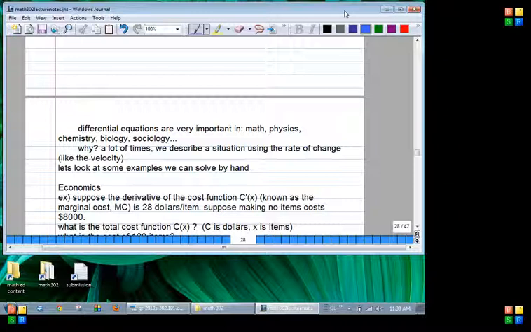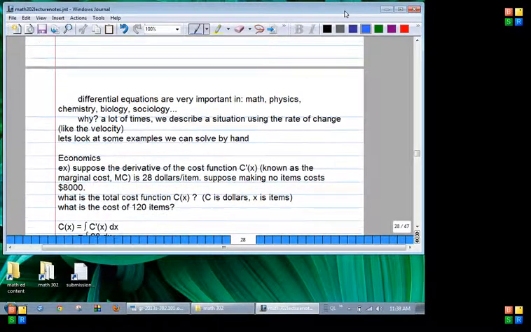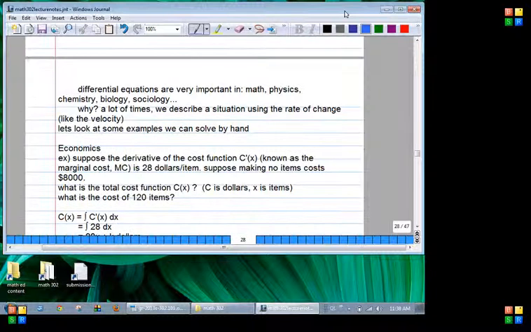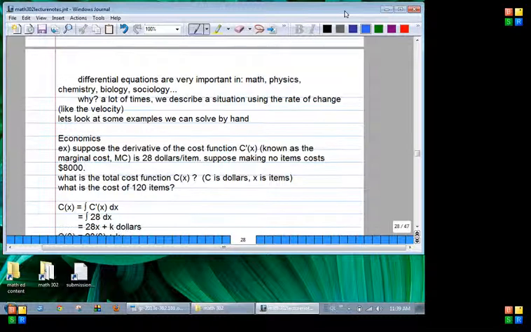So what do we do? We want C, we know C prime. So what do we do? Take the integral. C prime is 28, so the antiderivative is just 28x. Now, of course, plus C. Here I wrote K. Why did I write K instead of C? We're already using C, so you've got to be careful about those notation things. So 28x plus K is your cost function.